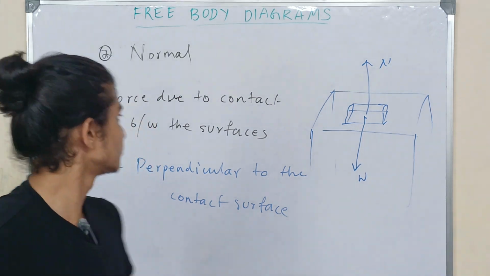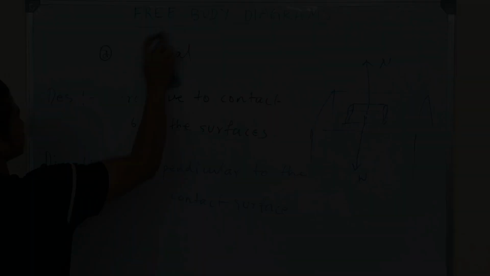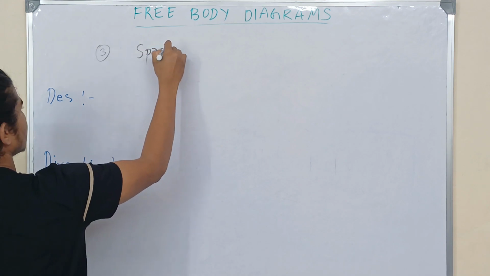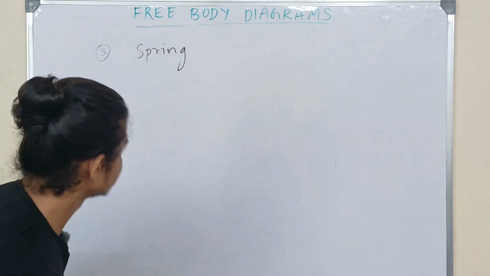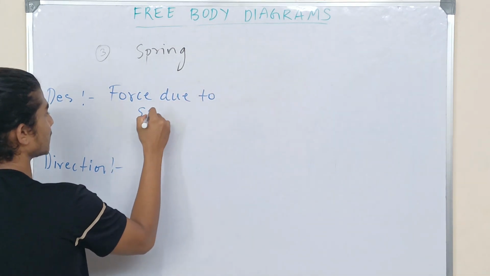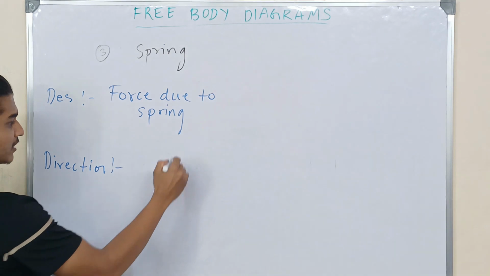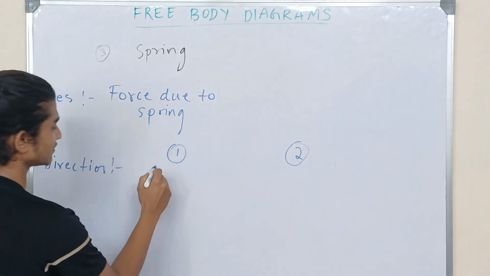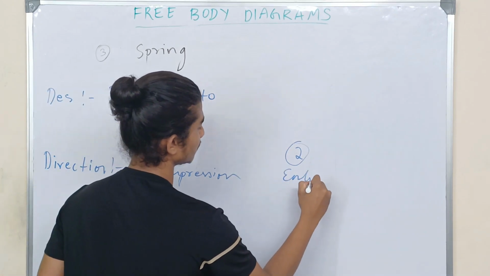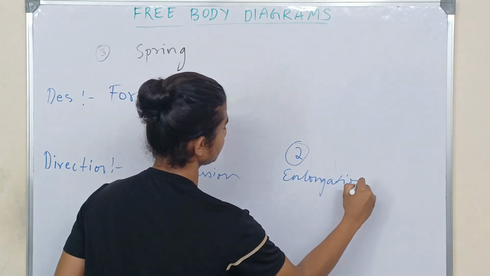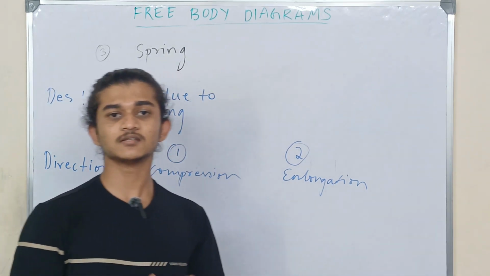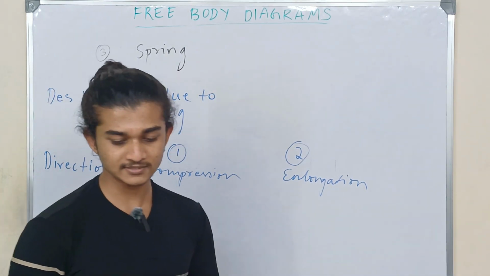So the next type of force which you have to know, the third one, is spring force, the force due to spring. It's quite easy. Now the direction varies. There are two different cases: one is during compression, one is during elongation. So as you know, you can compress a spring or elongate the spring. In these two different cases, there are two different forces acting on the spring. So let us see that.